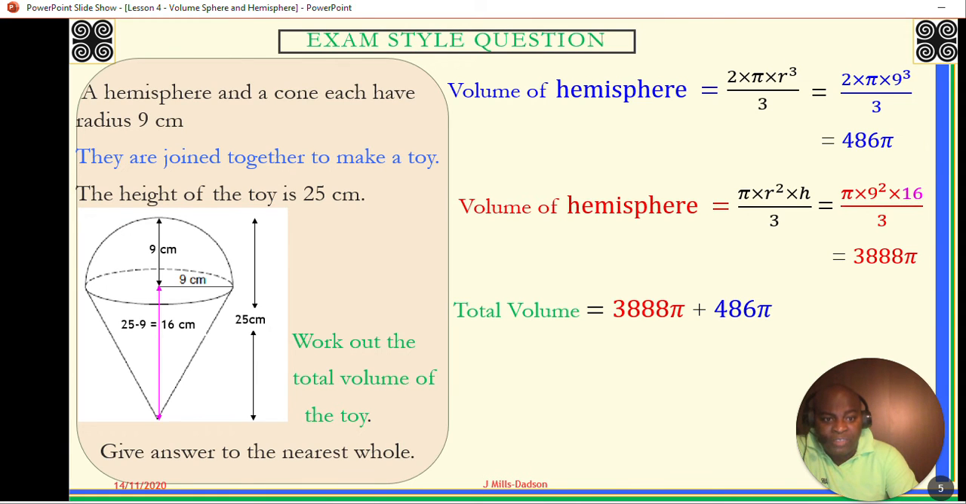So the total volume is 3,888 pi plus 486 pi. That gives us 4,374 pi, and that works out into a number 13,741.32. Our answers should be to the nearest whole, so approximately 13,741 cm cubed. Remember to always leave your answer with the right unit, cm cubed. Intermediate workings, you can choose not to put the units down, but the final answer must always have the units. Let's look at another exam question.